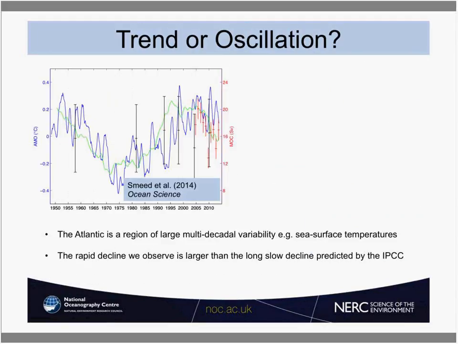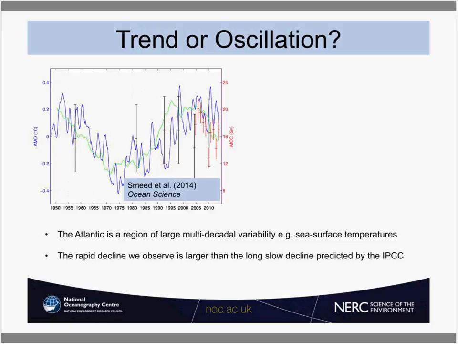This downturn is really large. It's much larger than we'd expect from a slow decrease of the overturning circulation due to anthropogenic forcing. So that led us to ask the question, maybe it's part of multi-decadal variability. Now, this is a region that shows an awful lot of multi-decadal variability, particularly in sea surface temperatures and the Atlantic multi-decadal oscillation. So it's shown in the blue line here. I'm only going to focus on the blue and the red in this particular figure.